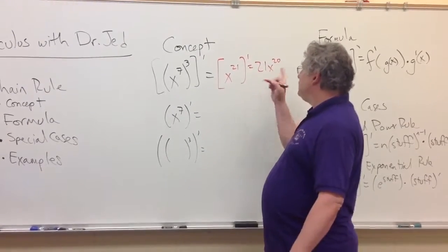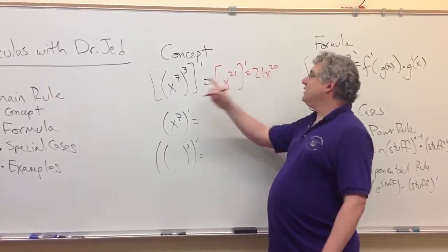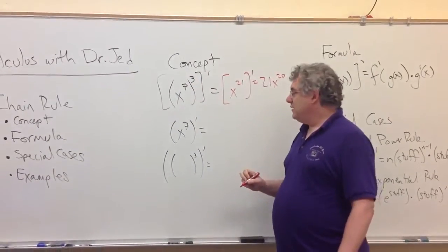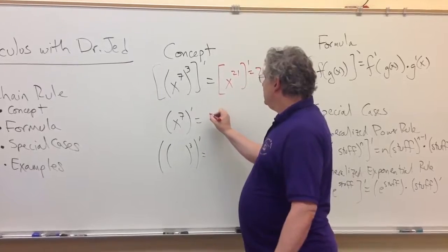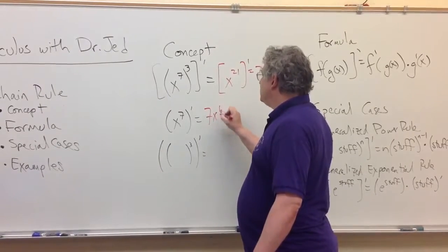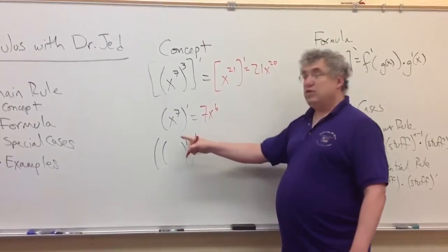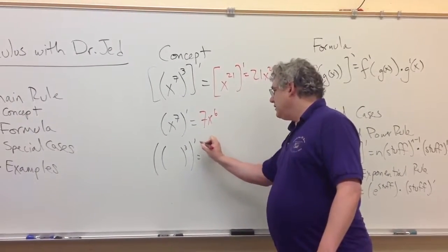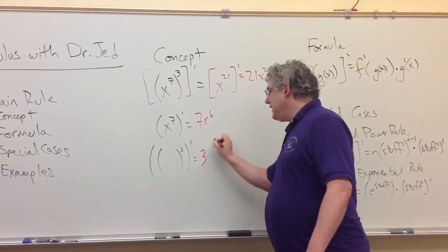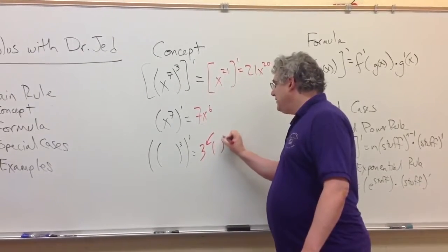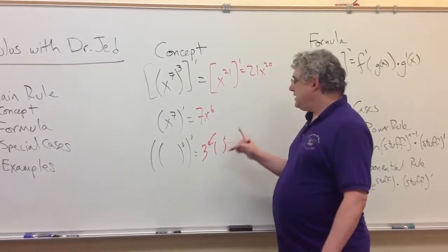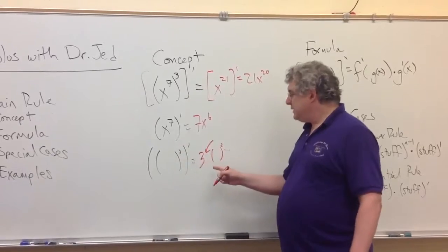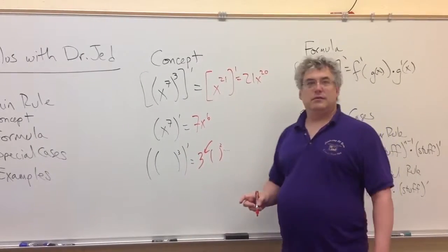Now, how are we going to get this 21x to the 20th in terms of the function in here in the power of 3? Well, x to the 7th derivative is 7x to the 6th, so we can maybe have that involved. What about taking something to the 3rd power? Well, if it were just something to the 3rd power, we'd bring a 3 down, and we'd have something to the 2nd. I'm not going to finish this one off because it's really not a complete derivative, it's just a concept.